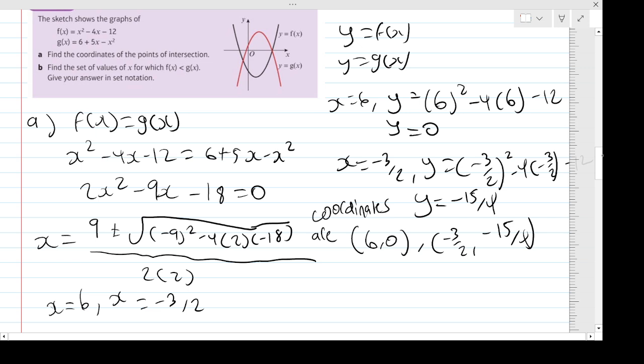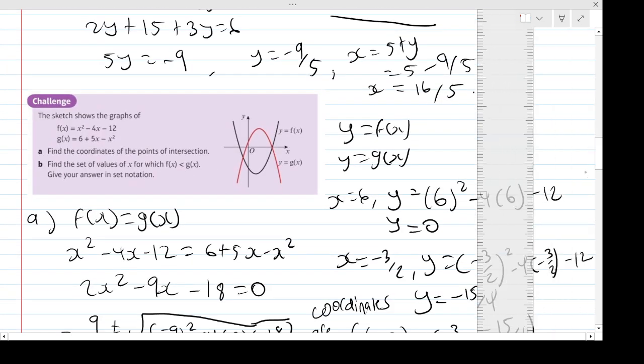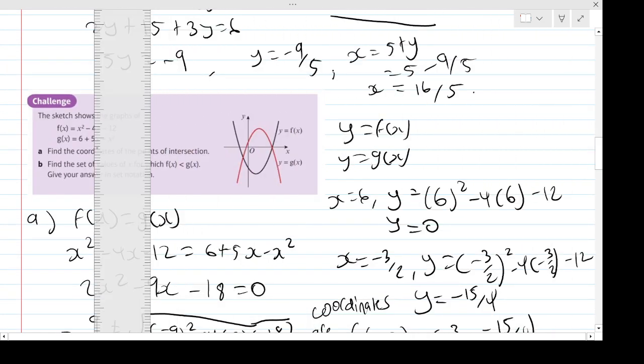Cool. Part B, I'll do it over here. Part B says: find the set of values of x for which f of x is less than g of x. Okay, so let me apply the same strategy. We want f of x to be below g of x. Remember, f of x is the black curve. So we want the black curve essentially to be below the red curve.